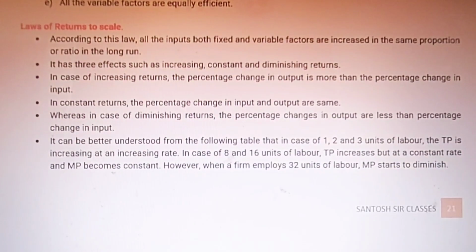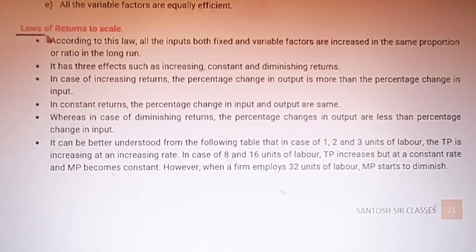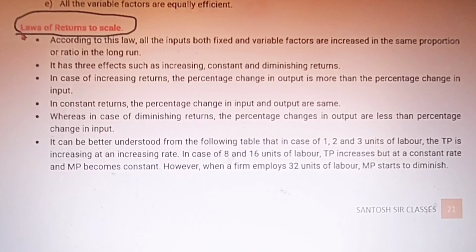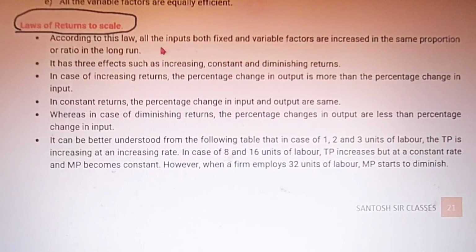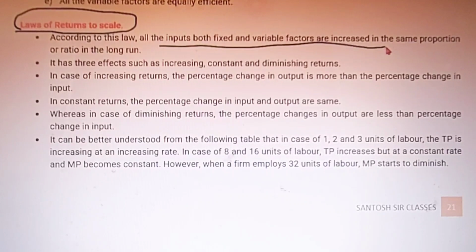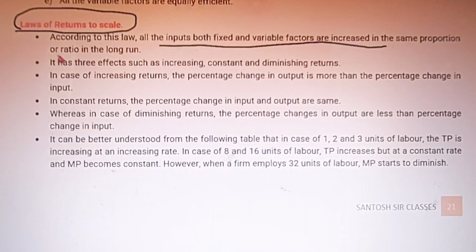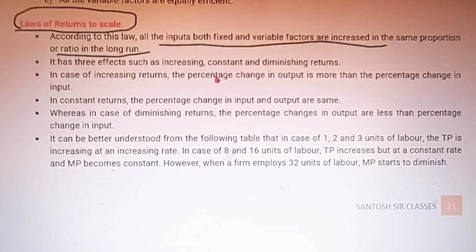One more law is there, that is the law of returns to scale. Okay, this is also a part of the law of diminishing returns. According to this law, all inputs, both fixed and variable factors, are increased in the same proportion or ratio in the long run, right? And basically again it has three effects. First, increasing effect, then constant effect, and then diminishing effect.